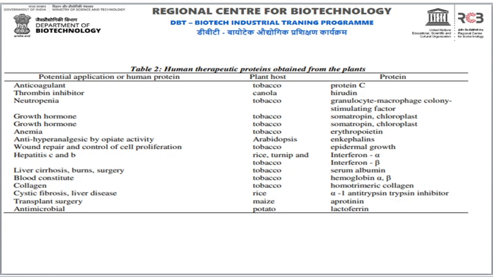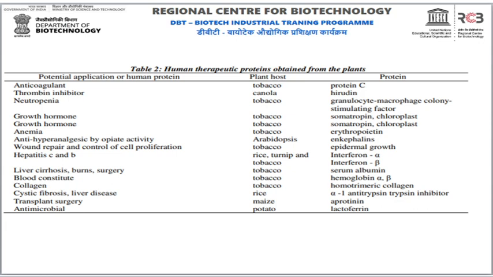Next is homotrimeric collagen, which is also isolated from tobacco, and it is employed as an alternative for collagen. Next is alpha 1 antitrypsin, a trypsin inhibitor, which is isolated from rice. It is used for curing cystic fibrosis, and also for the treatment of liver disease.